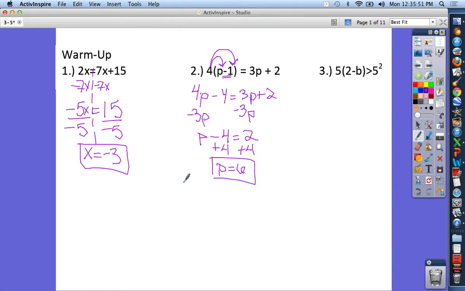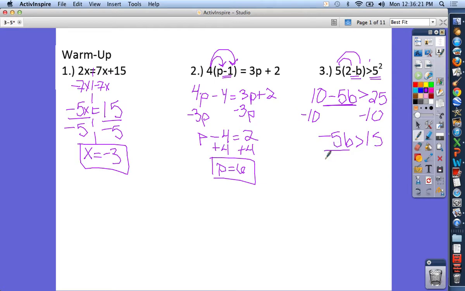For the next one, we have to do a couple of things. We have to do our exponent on the right-hand side, but on the left-hand side, we have to distribute. So we have 5 times 2 is 10, 5 times negative b is negative 5b, is greater than 25. Then we can just subtract 10, and don't forget about your negative 5b. So negative 5b is greater than 25 minus 10, which is 15. When you divide both sides by negative 5, remember, when you divide by a negative, right away I'm going to flip it to less than, and get b is less than negative 3.